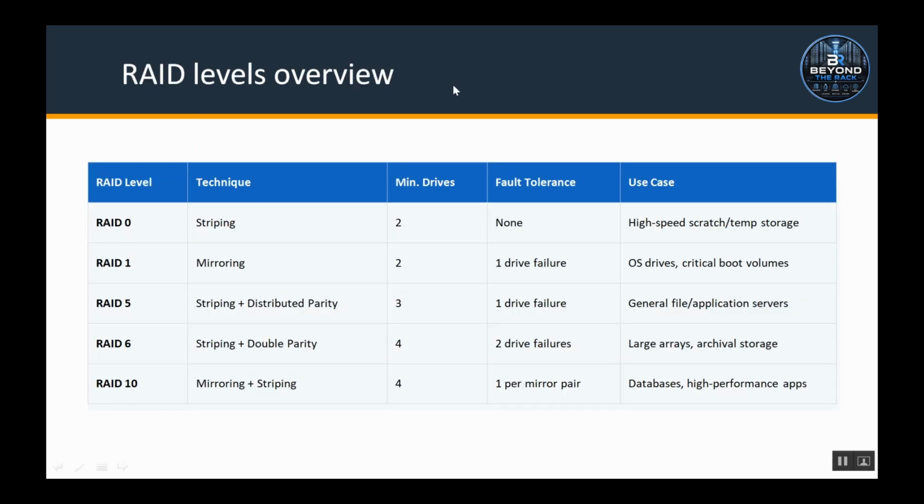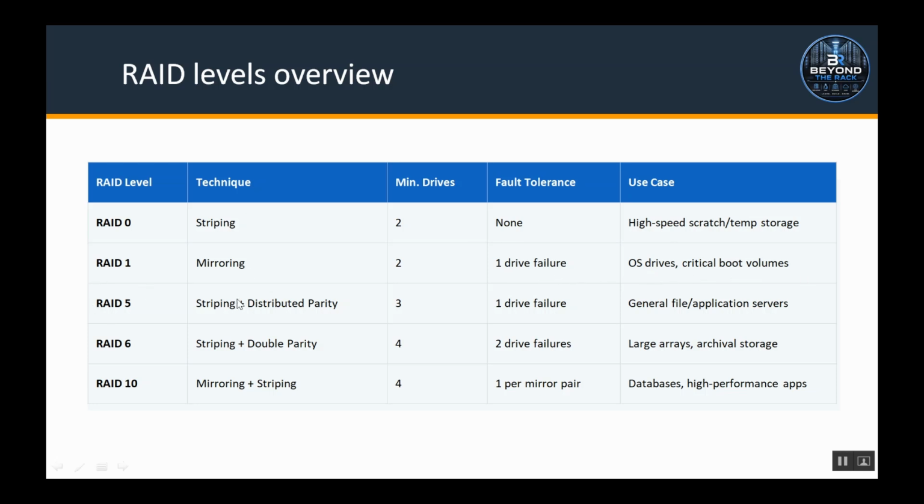RAID levels overview. There are a few RAID levels: RAID 0, RAID 1, RAID 5, RAID 6 and RAID 10. When we talk about techniques, RAID 0 uses the striping technique. We need at least 2 disk drives. It doesn't have fault tolerance. Use cases: high speed scratch, temporary storage. RAID 1 technique is mirroring. You need at least 2 disk drives. It has fault tolerance for one drive failure. Use cases: OS drives, critical boot volumes.